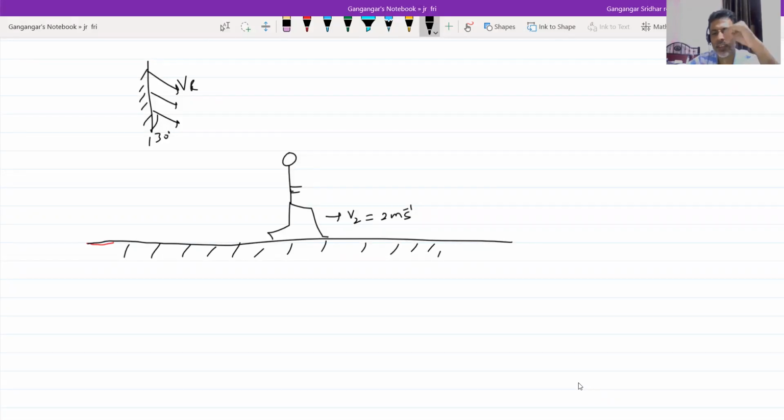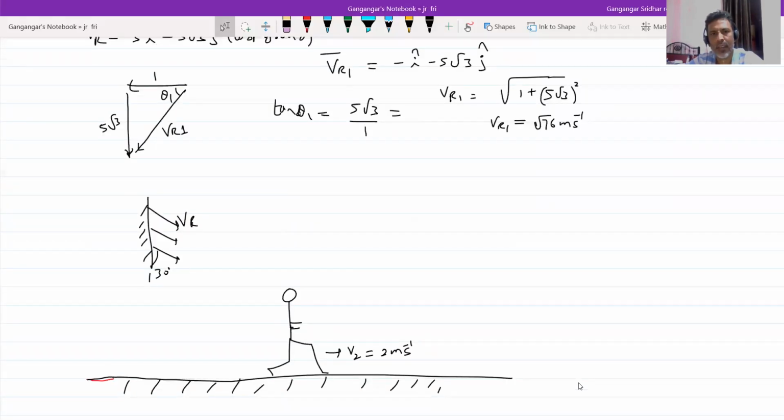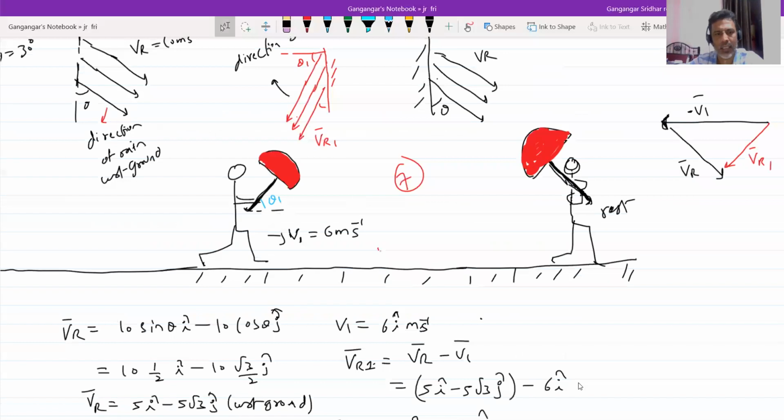Already we have discussed the velocity of rain expression. Can you recollect that? I'll show it once. The expression for velocity of rain: 10 sine theta, so it was equal to 5 i cap minus 5 root 3 j cap. This value I'm going to take care of, 5 i cap.